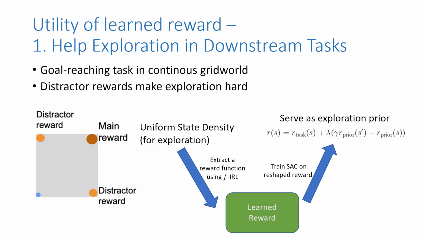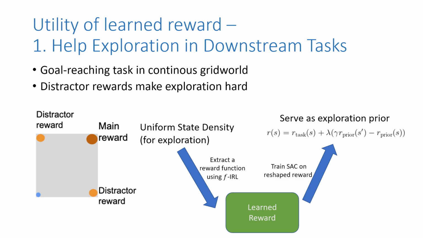However, the environment also has task reward on the other two corners to distract the agent. To solve this task, we need to do reward shaping, which encourages the agent to explore. We call the extra reward in the shaping term the prior reward for exploration. Instead of manually designing it, we can use inverse RL to learn it. f-IRL naturally learns the prior reward by matching the uniform state density as an exploration task.